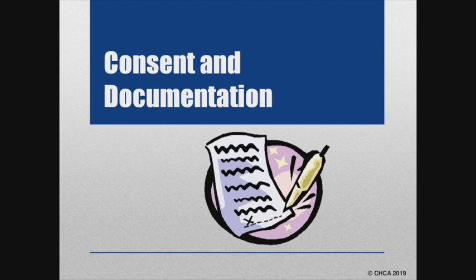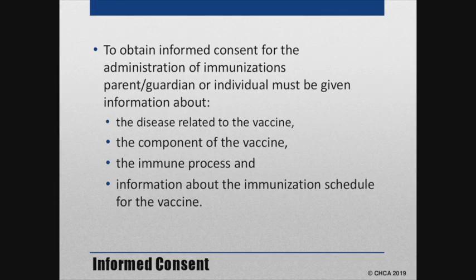Consent and documentation is important; we should review this so that everyone is on the same page. So of course, we obtain informed consent for the administration of all immunizations from the person if they are of age, or from their parent or guardian. They must be informed of the disease related to the vaccine, the components within the vaccine, the immune process, which we talked about earlier, and also information about the immunization schedule and what to anticipate if there are any booster shots.